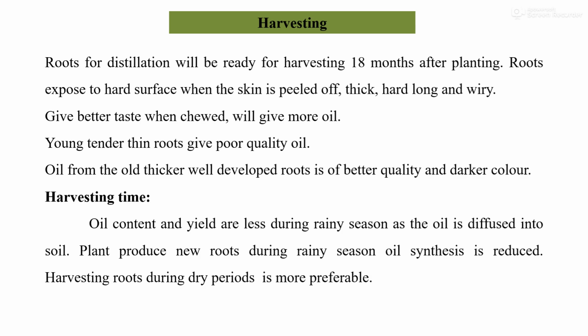Regarding the harvesting, the roots for distillation will be ready for harvesting within 18 months after plantation. Roots are exposed to the hard surface. When the skin is peeled off, thick, hard, long, and wiry roots give a better taste when chewed and will give more oil. Young, tender, thin roots give poor quality oil. Oil from old, thicker, well developed roots is of better quality and darker color.